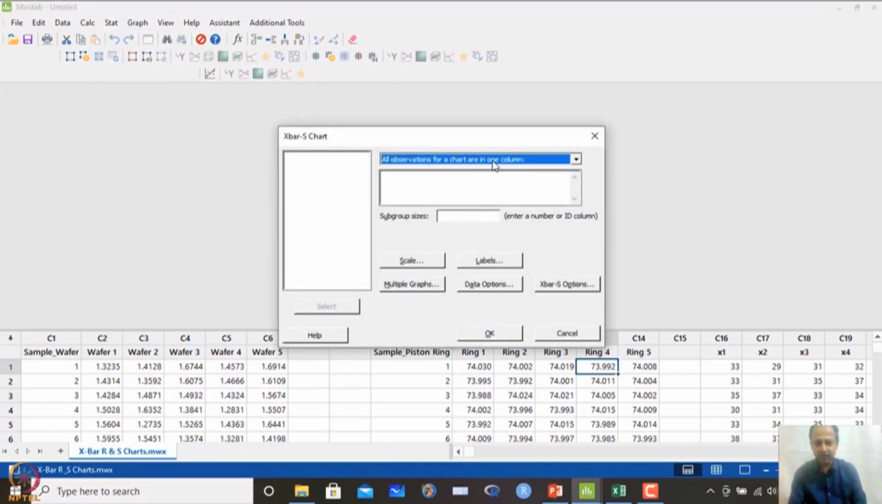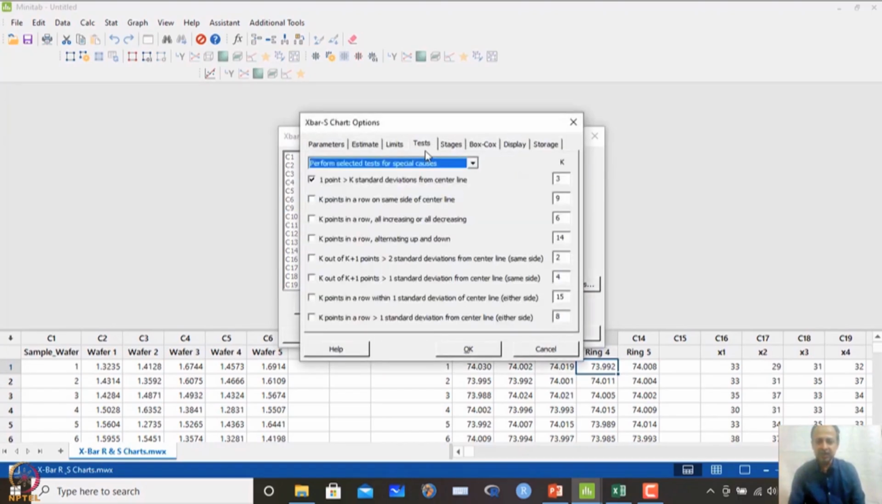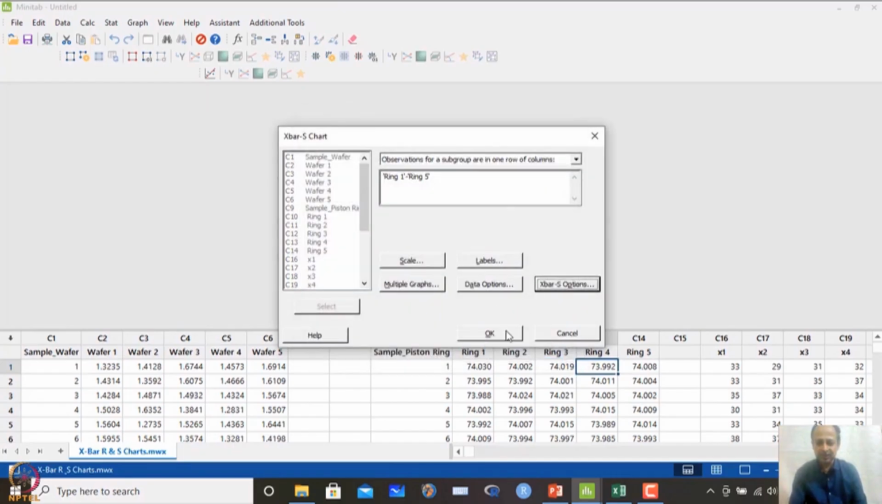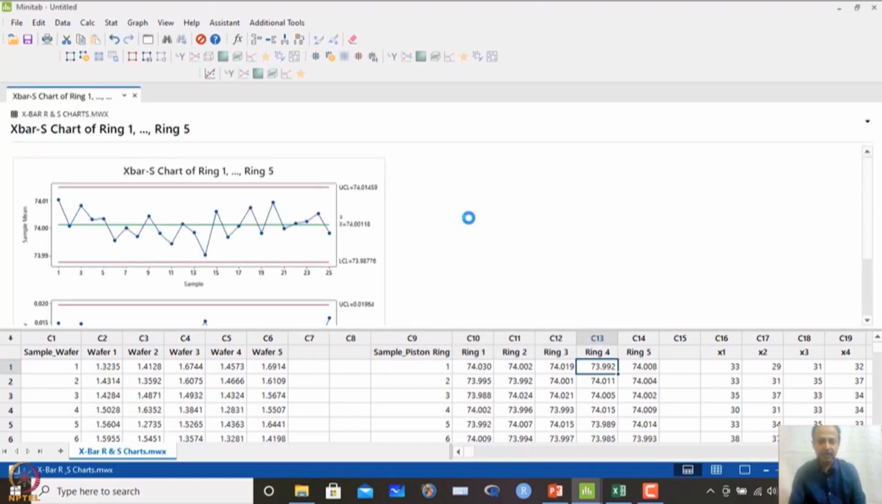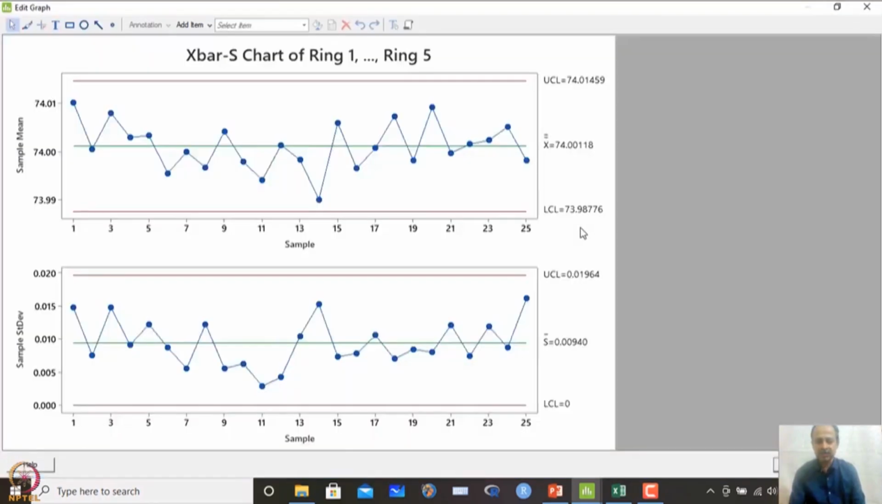Whenever I am doing x bar S, it will ask whether this is in one row or different rows, different columns like that. I mentioned that ring 1 to ring 5 is the subgroup size, you consider this one, and also x bar condition test, only one test I am considering over here. I will click OK, and other things remain the same. So, I will click OK. Immediately I will get the x bar S control chart limits like that.